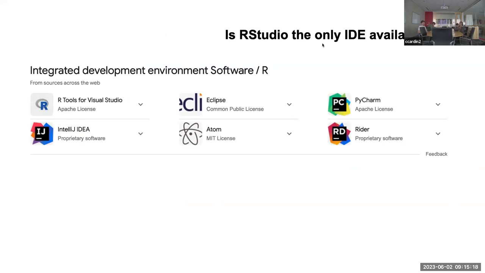Okay. The next question: is RStudio the only integrated development environment that is available for R? Remember this IDE, this integrated development environment, is a box with a lot of tools that we have available to develop, to process, and to debug a program. So no, there are a lot of these. Here I have some samples like IntelliJ, Eclipse, Atom, PyCharm, and Rider. But RStudio is the most common of these.